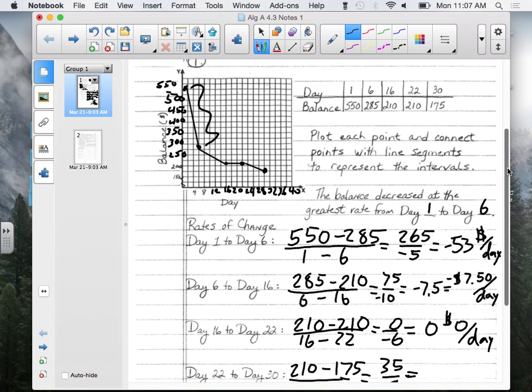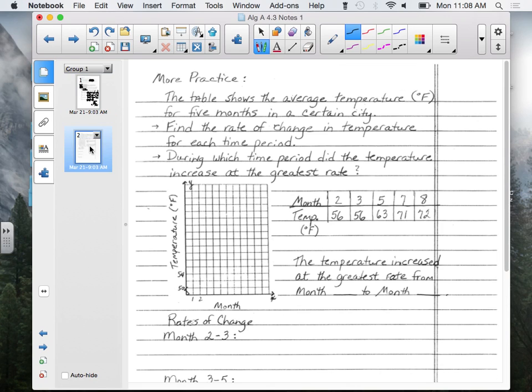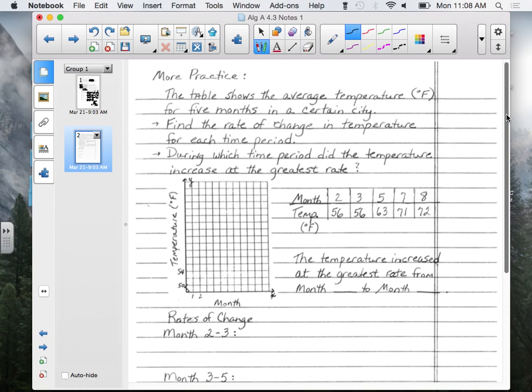So when we find rates of change, we're still finding comparisons. That's what ratios are, right? So we're just comparing the decrease in dollars, or decrease or increase, depending on which way the graph is going. We're just comparing what the change is in our y value to the change in our x. So, does anyone have any questions before we move on to the other page? Okay. Next.